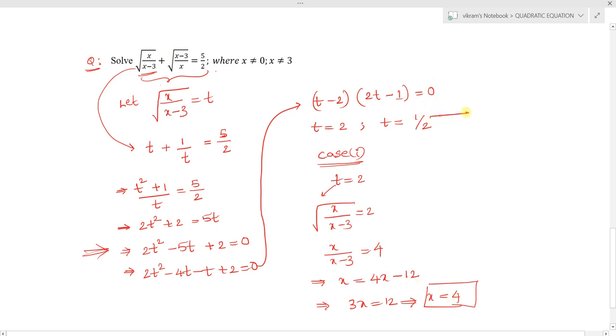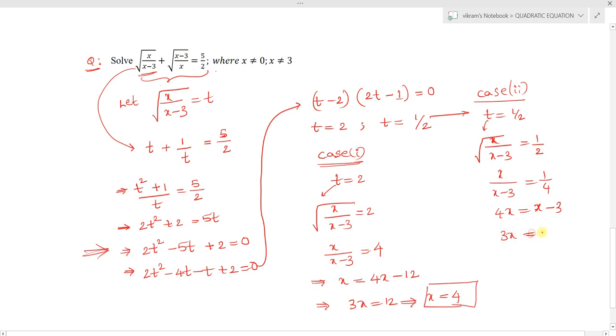Now consider case 2, t equals 1 by 2. Replace t with square root of x by x minus 3, which equals 1 by 2. If we square we get x by x minus 3 equals 1 by 4, and if we cross multiply, 4x equals x minus 3, so 3x equals minus 3, and we obtain x equals minus 1.